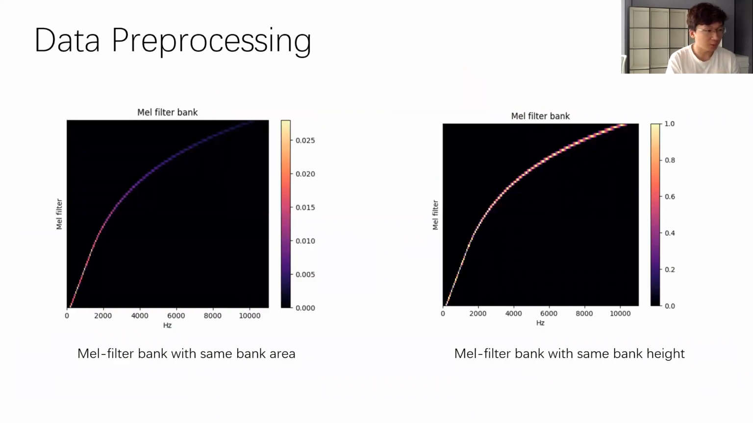For audio processing, we use a two-dimensional convolutional neural network to extract features and regress expression scores after converting the original audio signal into a Mel spectrum. Considering that the audios in the dataset are not limited to human voice, we use a Mel filter bank with a same bank head, which can retain more high-frequency information than the Mel filter bank with same bank area.